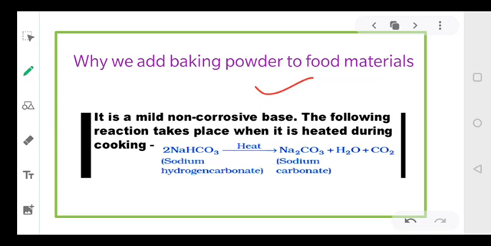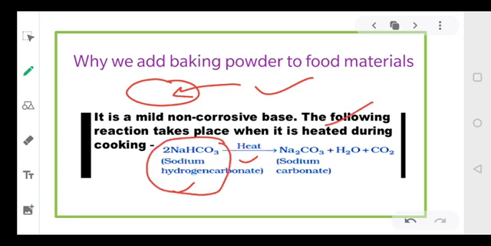So what happens when you add baking soda to the material that we need to cook faster? Suppose this is the material and I have added some amount of baking powder into it. When I keep it on heat, when this substance is heated, the baking powder gets heated up and is converted into sodium salt plus water plus CO2.